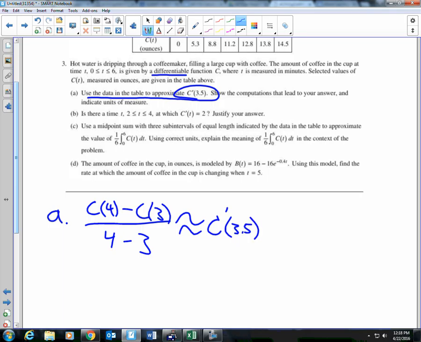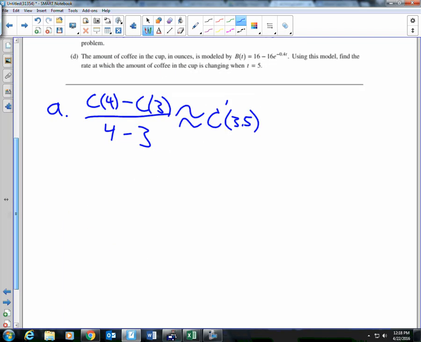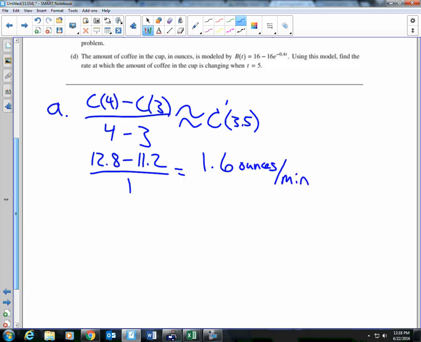Okay? So, what is C of 4? 12.8. What is C of 3? 11.2, divided by 1. What is 12.8 minus 11.2? 1.6 what? We just found a rate. Ounces, good. Per minute. You get 2 points for that problem. 1 for 1.6 and then 1 for the ounces per minute. Everybody can get that type of problem.